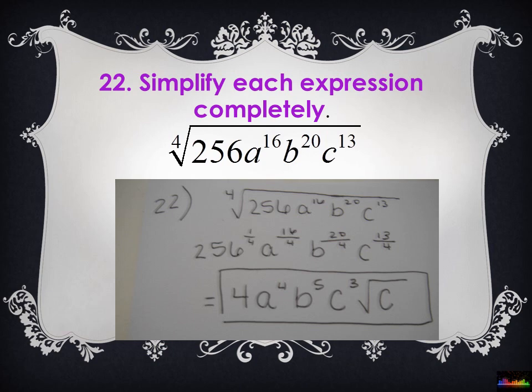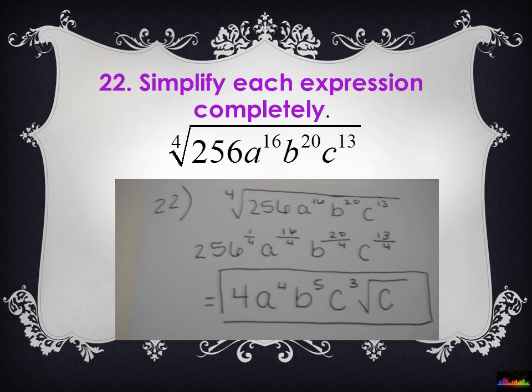256 to the 1/4, or the fourth root of 256, is 4. So that all comes out of our radical. There's nothing left over. Then we say 4 goes into 16 4 times. So I can pull out 4 A's and nothing's left. There's no remainders. For B, we have 4 goes into 20 5 times. Again, there's no remainder, so my 5 B's come outside.